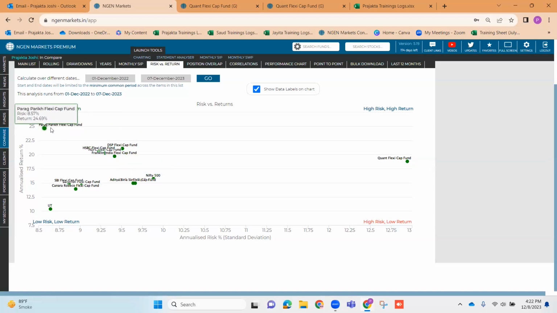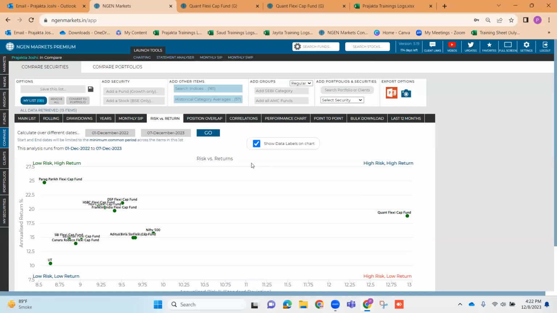In this case, in the last 1 year, you can typically see Parag Parikh, in fact, has generated a better return than Quant, right? So if you were to simply choose between a Quant and a Parag Parikh, you would probably go ahead with a Parag Parikh because with much lesser levels of risk, it generates a better return as compared to Quant. Right? So this analysis can be done on a bird's eye view basis using this risk versus return tab.